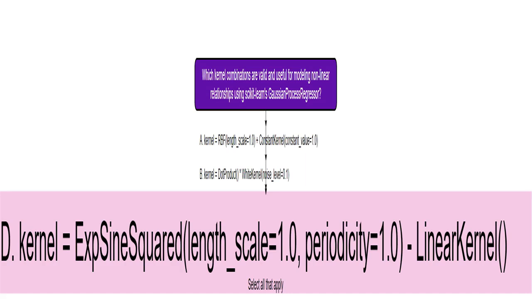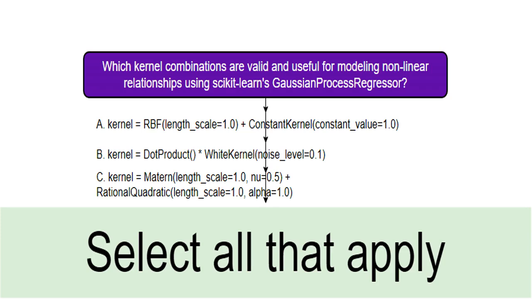This attempts to subtract a linear kernel from an exp sine squared kernel. Subtracting kernels is generally not a valid operation in the GPR framework because it often leads to instability and incorrect results. This one's a no-go. This is the instruction to select all answers that satisfy the criteria of the question. Based on my analysis, options A and C are the only ones that meet these requirements.